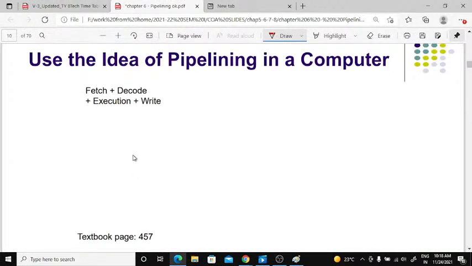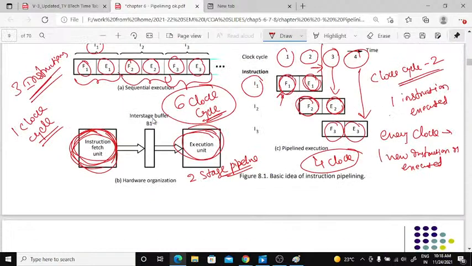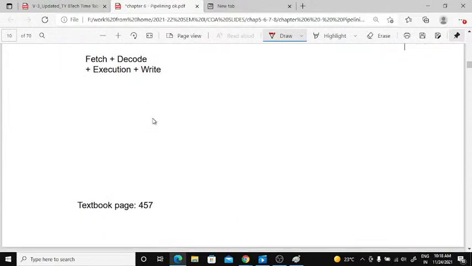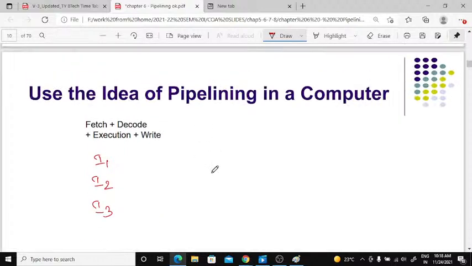Suppose we consider a 4-stage pipeline. Instructions I1, I2, I3. There are 3 instructions here, and we have considered a 4-stage pipeline.